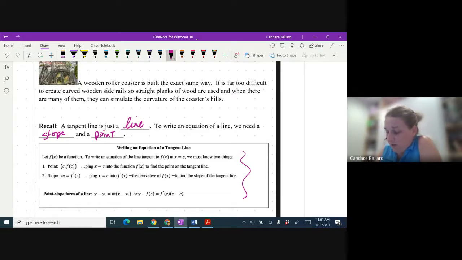Our point could be a value like c, and then the y value is represented by plugging the c value into the function. Plug x of c into the function to find the point on the tangent line. To get the slope, you take the derivative and you plug c into it to get the slope of the tangent line. And watch what they've given you. They may have already given you the derivative. They may have already given you the point. You have to read the problem carefully, okay?